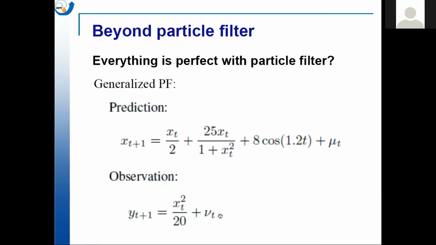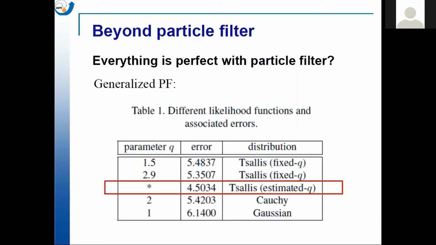It also has this nu, which means the noise associated with the observation equation. And again, when you are dealing with a fixed parameter, the parameter Q is equal to 1.5 or 1.9. For the Tsallis distribution, we have this error here, approximately 5 and 5.3. If you are using Cauchy as the likelihood function, our error is 5.5.